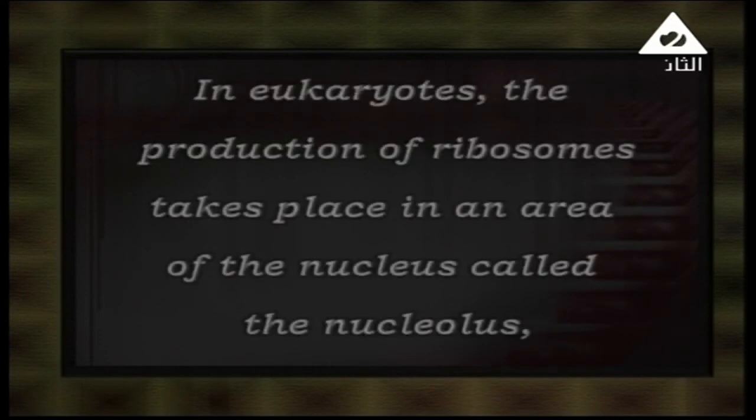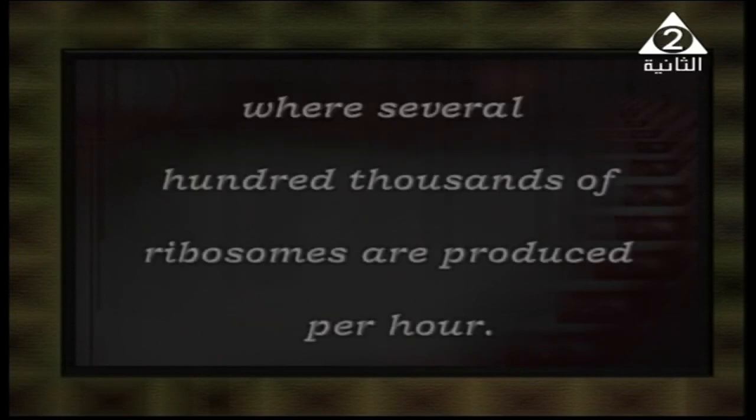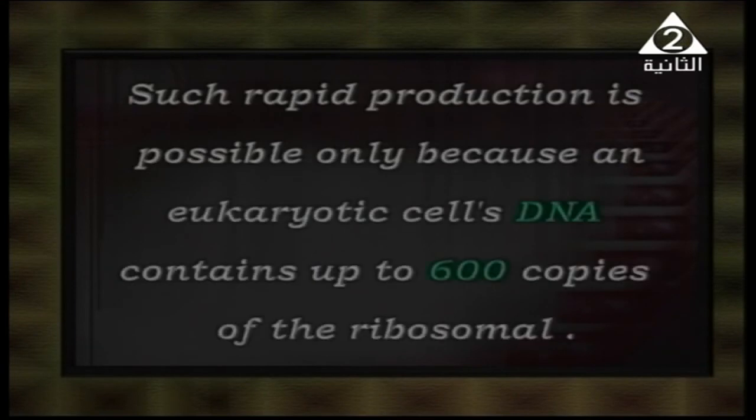In eukaryotes, the production of ribosomes takes place in an area of the nucleus called the nucleolus, where several hundred thousand ribosomes are produced per hour. Such rapid production is possible only because a eukaryotic cell's DNA contains up to 600 copies of the ribosomal RNA gene.